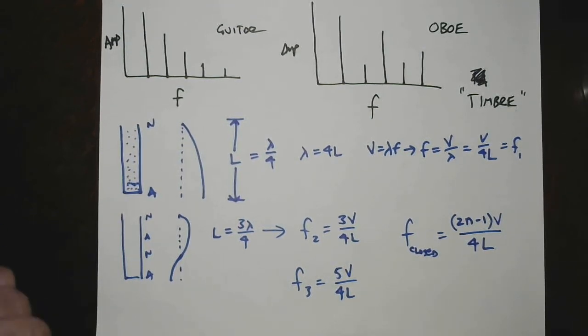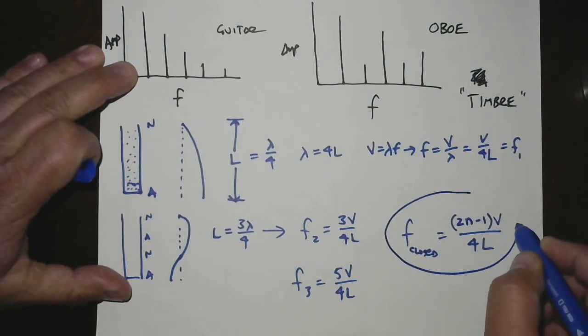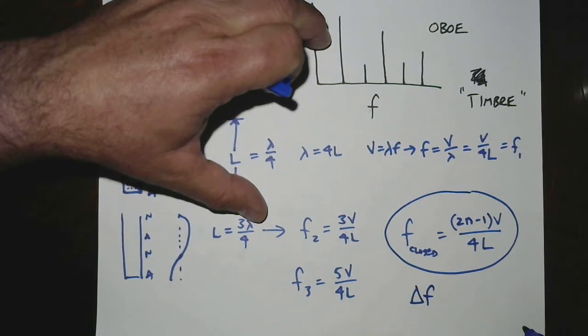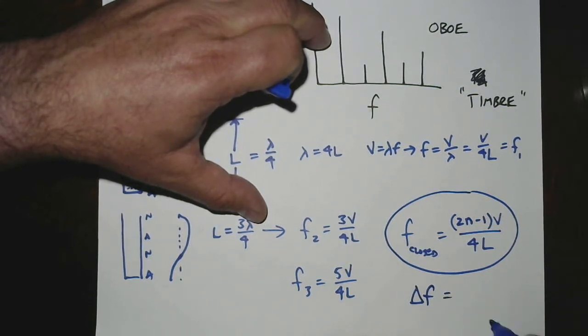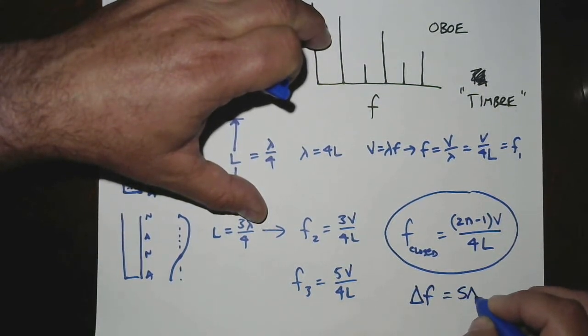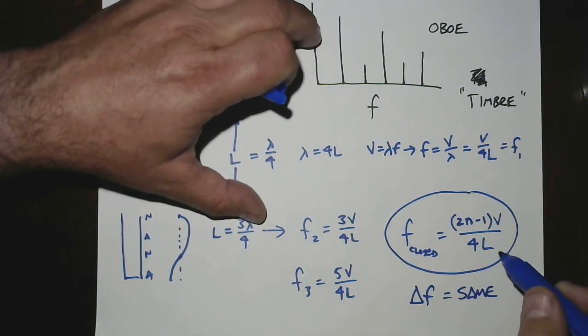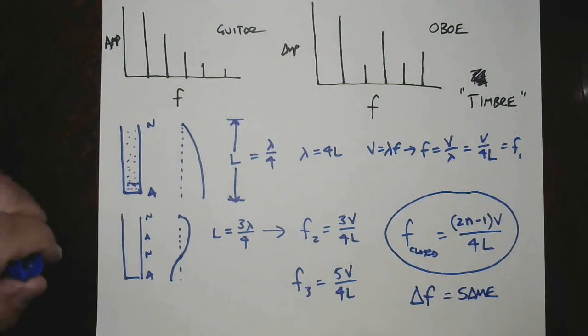Does this follow the same pattern as before? Well, no, it's a different formula, but you'll notice that the difference between any two frequencies in the series is still the same size. So it may have a different starting point and a different structure, but the gaps between the frequencies are the same for a closed pipe as an open pipe.